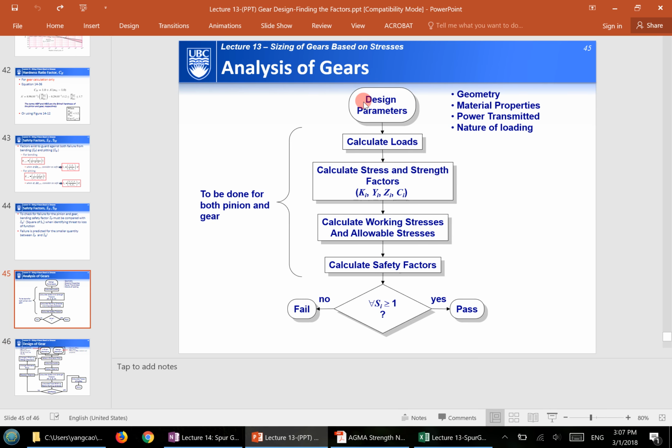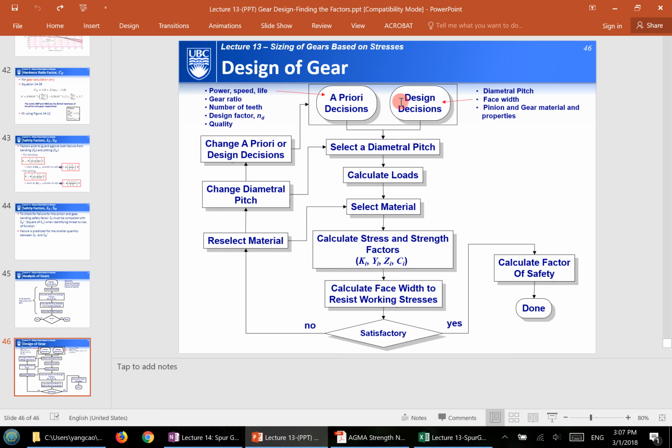For analysis, it's pretty much one-way direction, right? Based on the given parameters, calculate, get the results. It's a yes or no for safety. But for design, it is definitely an iterative process. And for design, it's often open-ended. It's not like one set of parameters will work, and there's probably another set of parameters that will also work.